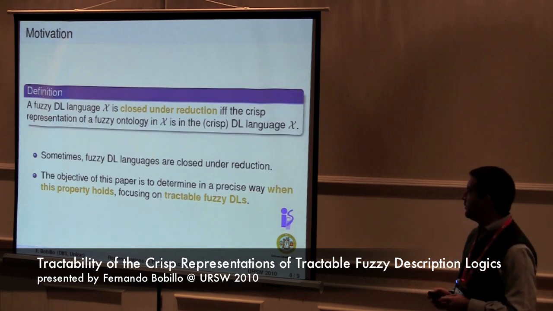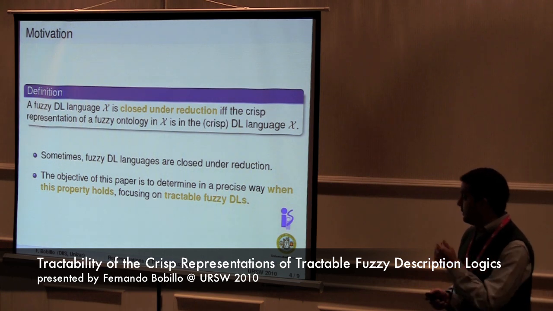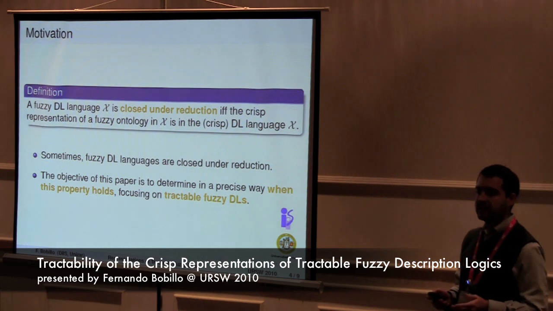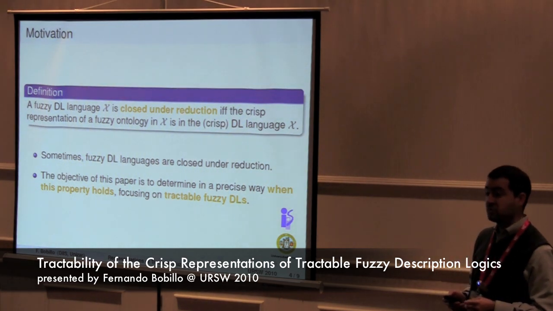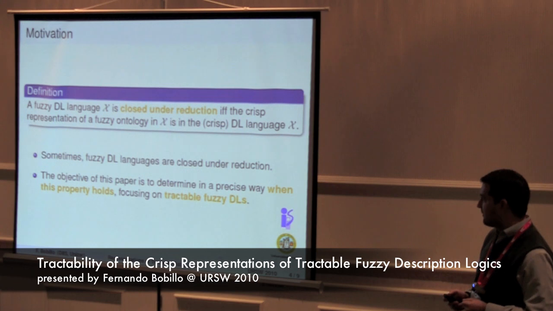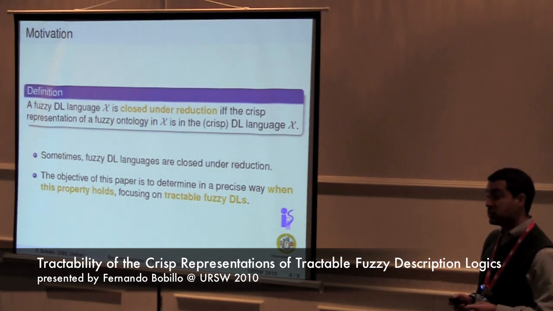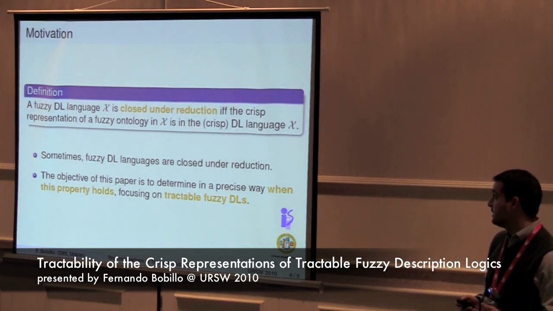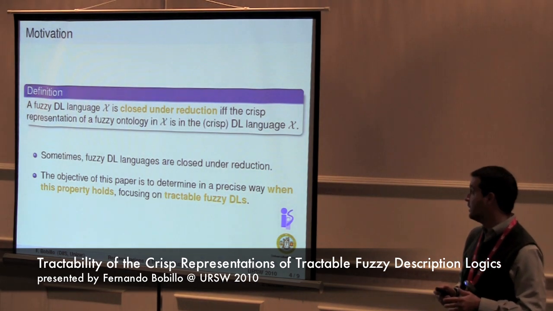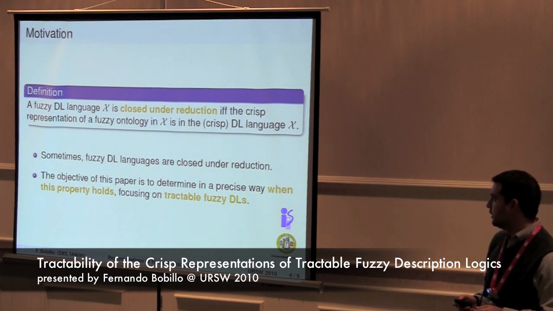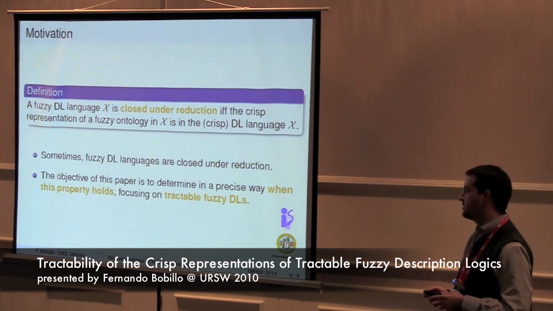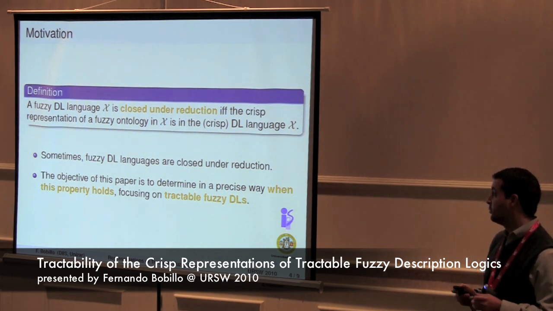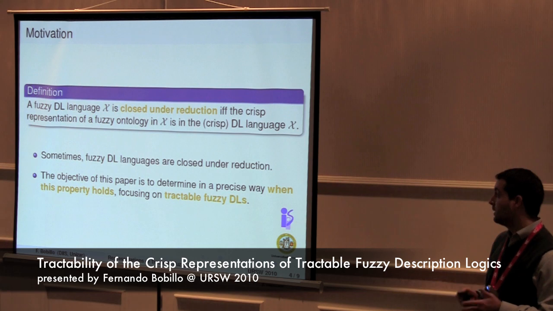The motivation of our work is the following. We say that a fuzzy description logic language, X, where X can be, for instance, ALC, or SROIQ(D), or SHOIN(D), is closed under reduction if the crisp representation of a fuzzy ontology in this language is in the crisp description language X. We know that fuzzy description logics sometimes enjoy this property, but the objective of this paper is to determine in a precise way when this property holds.